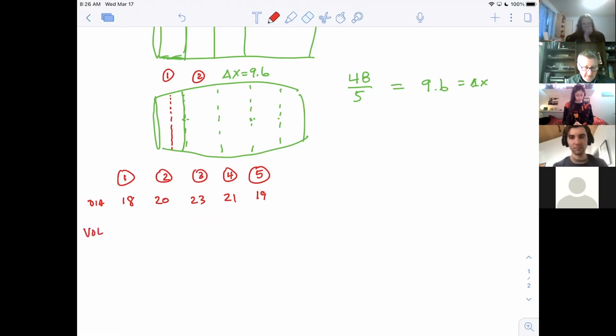Since it's pi times radius squared times height, and remember that is basically our height, our change of x in this case would be the height of our cylinder. So if I take pi times the radius of 18, which is 9, squared times 9.6, I get a volume of, I'll just round it off, 2443. I got 2442.9.